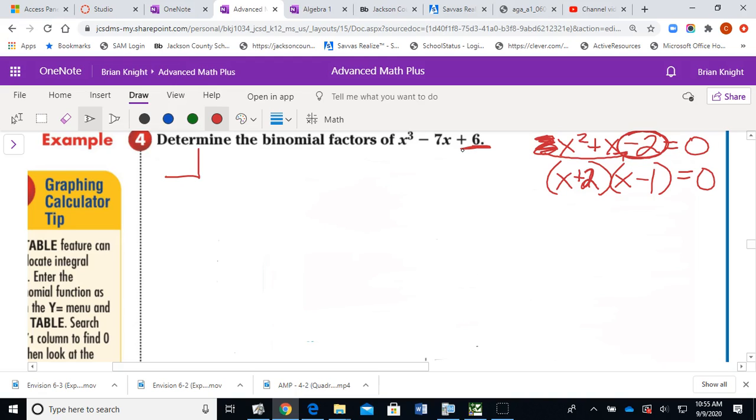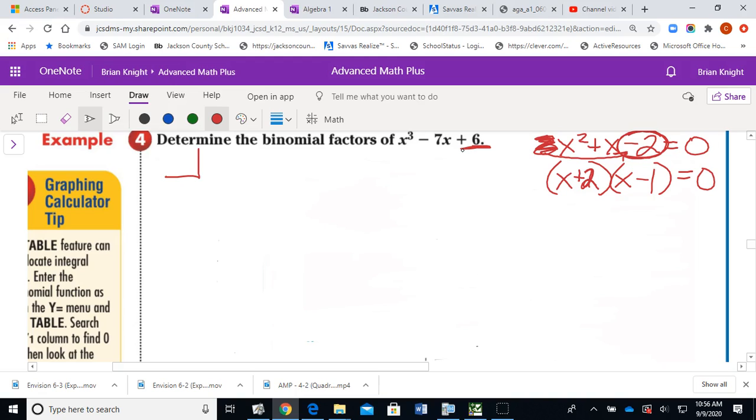So some teachers make you try them out by hand. Meaning I'd start with 1. I plug it in, and what am I trying to get? 0. If I get 0, hey, it's a factor. I can use it. If it doesn't, I go on to the next one. Try a -1. But I'm going to be nice, and we're going to cheat a little bit using our technology. So grab your calculator, and we're going to graph it.